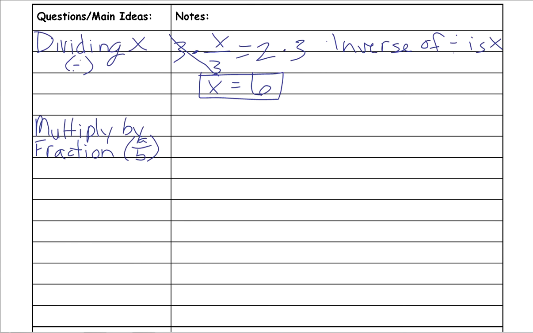We are going to look at the problem 2/3 x equals 4. The inverse of a fraction is its reciprocal. So you just flip it and multiply both sides. So we're going to multiply the left by 3 over 2. Whatever is done to one side must be done to the other.